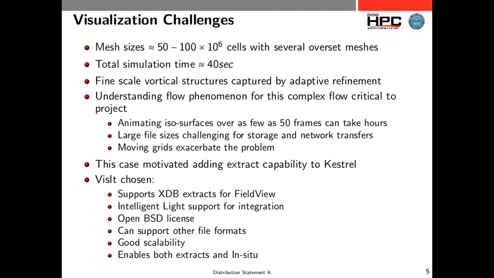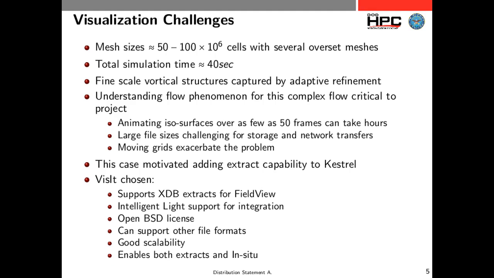So the motivation for doing something like VisIt in this case was that for this simulation, the mesh sizes are on the order of 50 to 100 million cells. You've got several unstructured meshes plus an off-body Cartesian mesh that's adaptive in time. And we want to do the entire approach and landing, so the total simulation time is 40 to 45 seconds, just for the short approach.